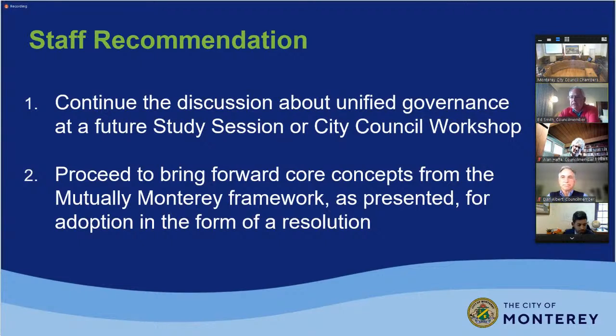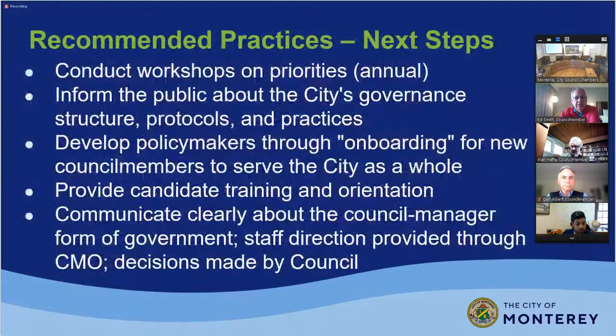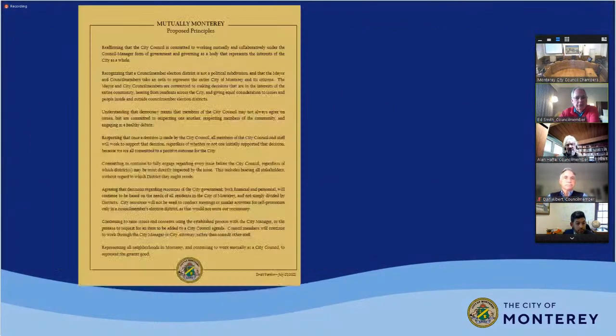Thank you, Nat. Let me turn to my fellow councilors and get their thoughts on this last portion of the presentation and the code of conduct. If you could put that back up for us on the slide, I appreciate that. The Mutually Monterey document you shared with us. Council comments on this portion of the presentation.